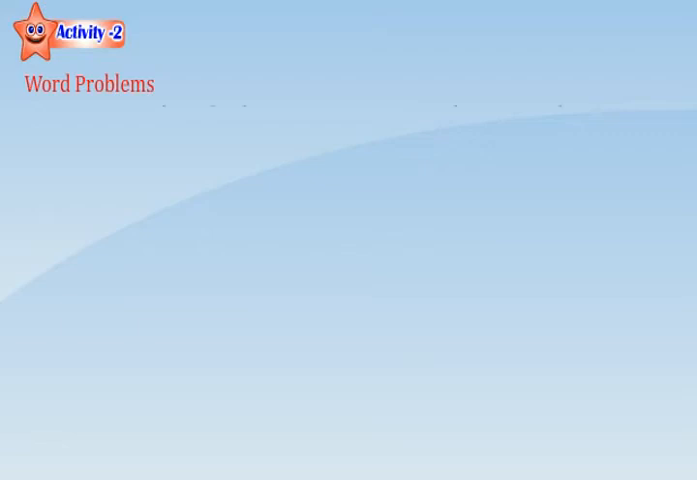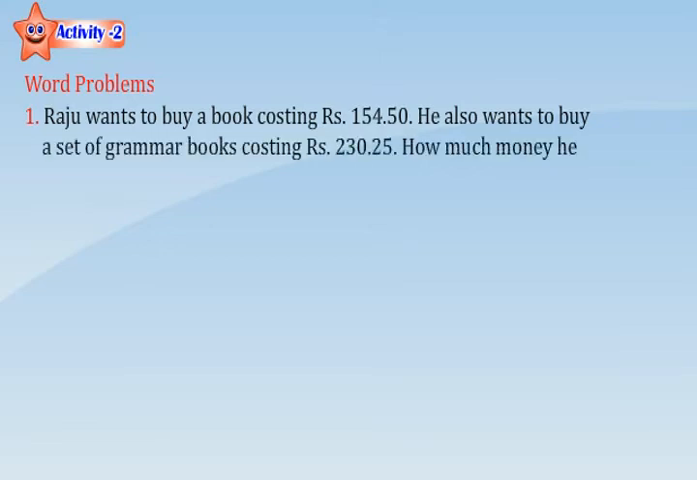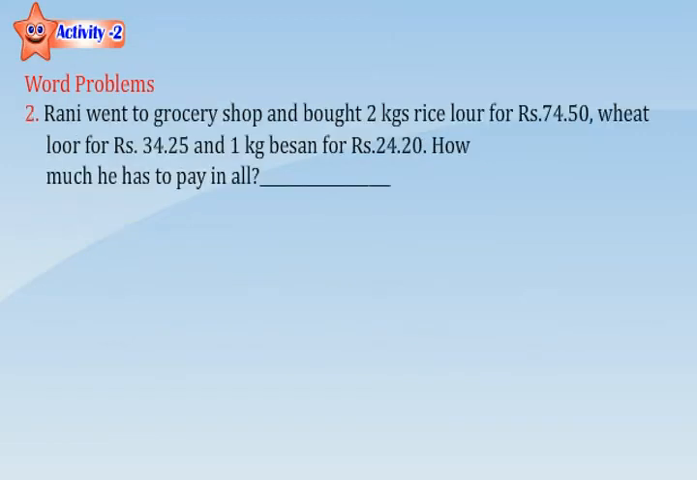Word problems. Raju wants to buy a book costing ₹154.50. He also wants to buy a set of grammar books costing ₹230.25. How much money does he need to buy both? Rani went to a grocery shop and bought 2 kgs rice flour for ₹74.50, wheat flour for ₹34.25 and 1 kg besan for ₹24.20. How much does she have to pay in all?